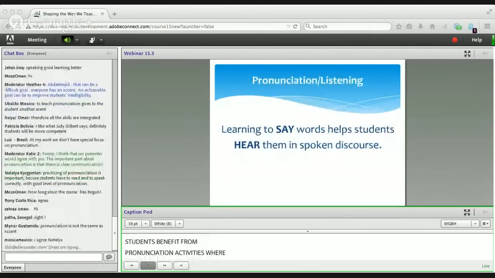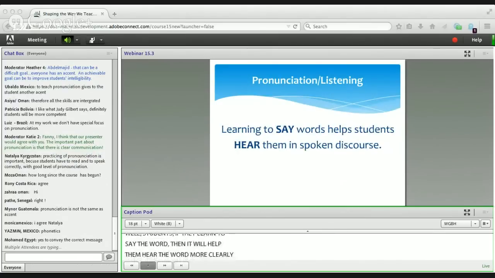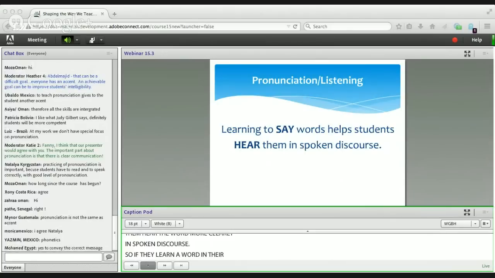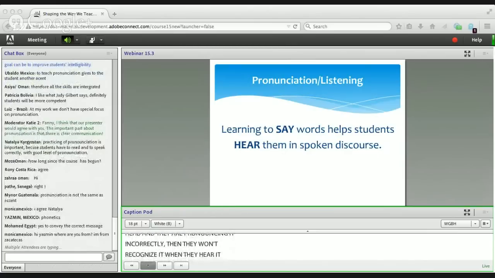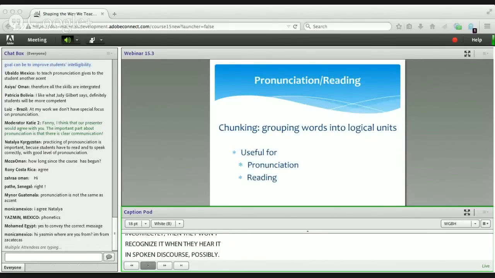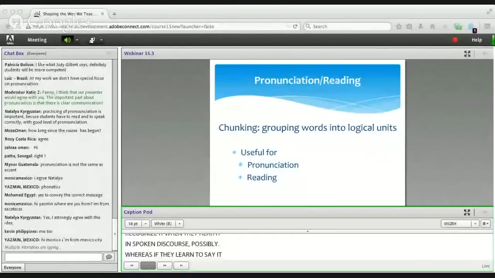Why pronunciation and listening? Well, if students learn to say the word, then it will help them hear the word more clearly in spoken discourse. So if they learn a word in their head and they are pronouncing it incorrectly, then they possibly won't recognize it when they hear it in spoken discourse. Whereas if they learn to say it correctly, then they'll hear it and pick it up when they're doing listening exercises.